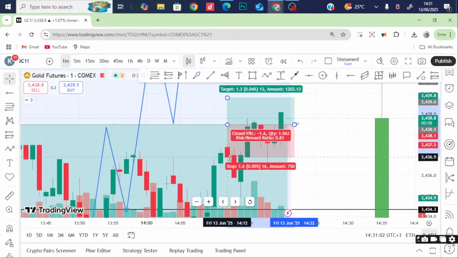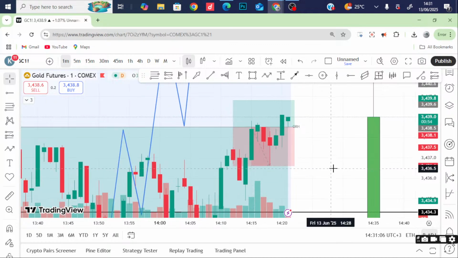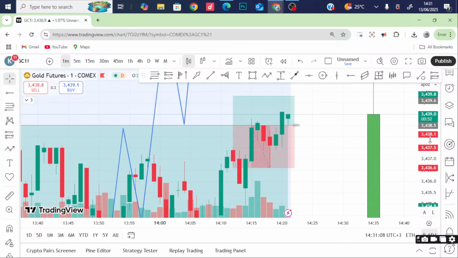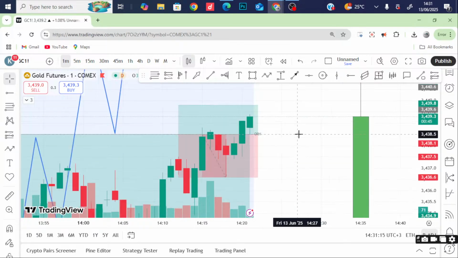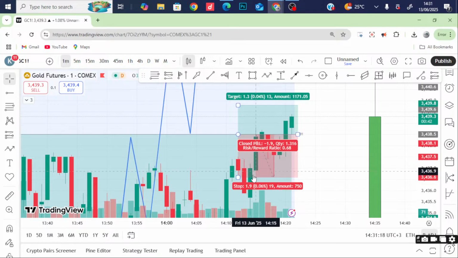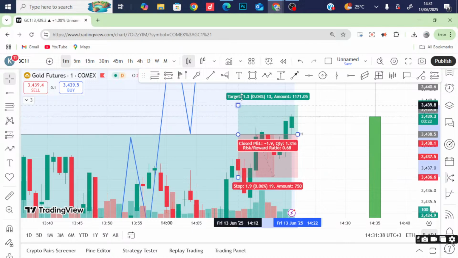What do we do? Move our stop loss. This is live. This is the open range breakout strategy.